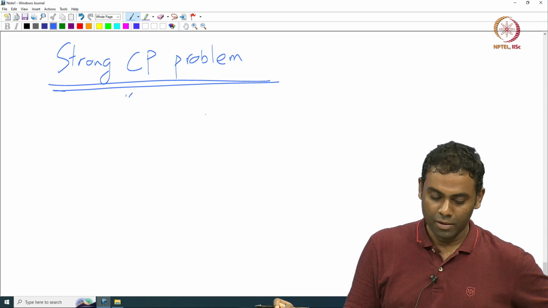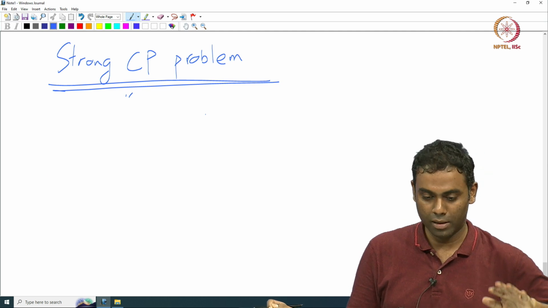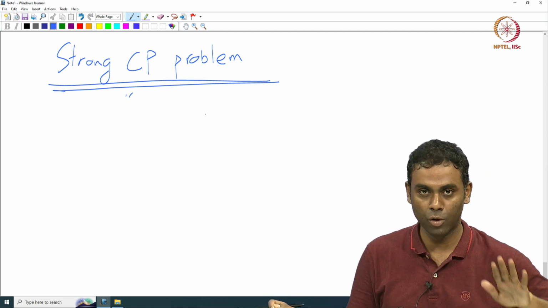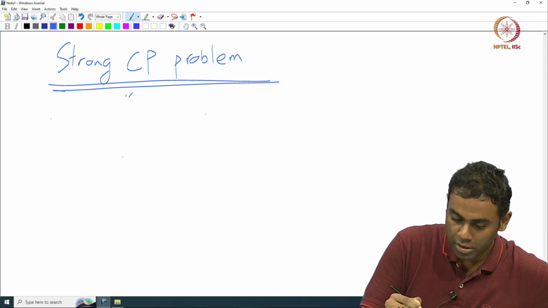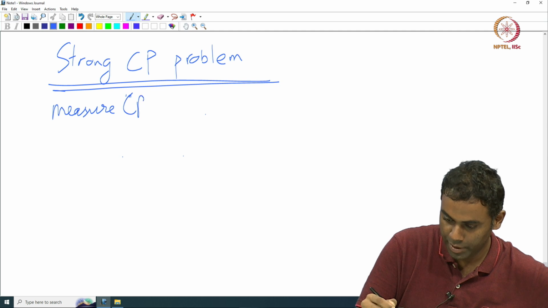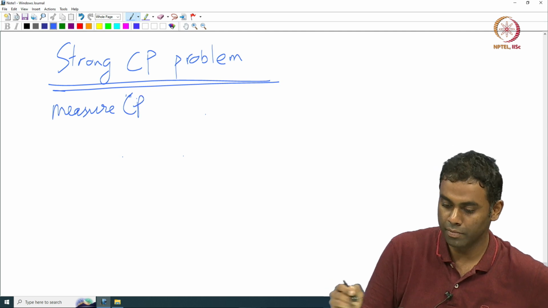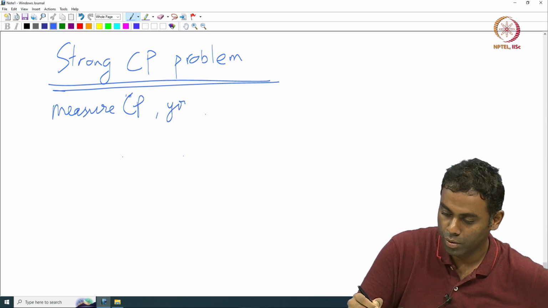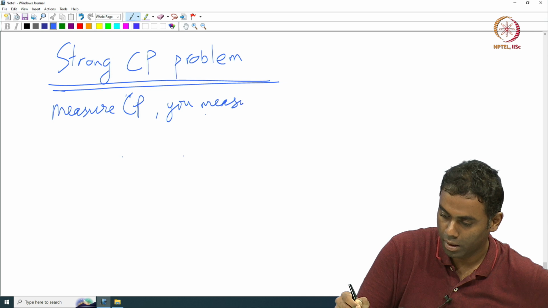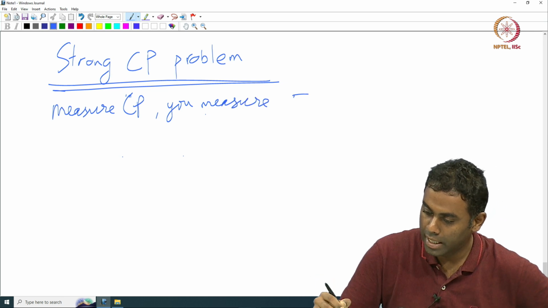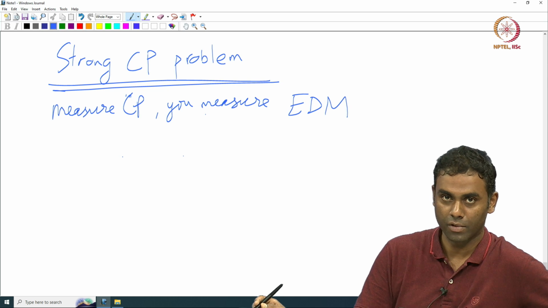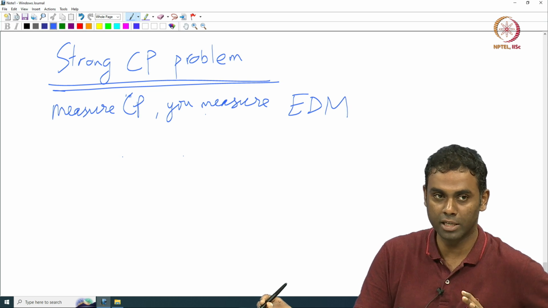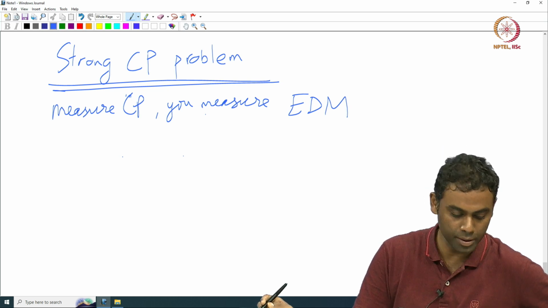For that I am going to tell you something that you have to take for granted for now. In the next lecture we are going to see why this is true. To measure CP in a system, you measure the electric dipole moment of that state. Just take this from me for now. In the next lecture we are going to see why this is the case.